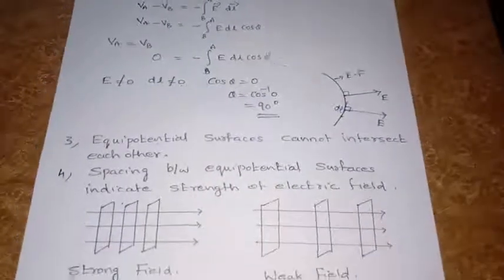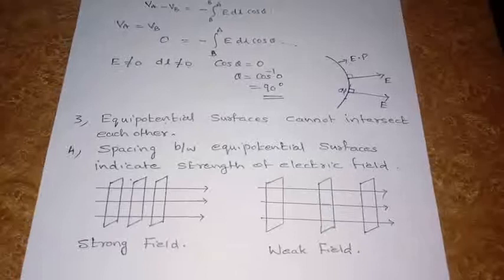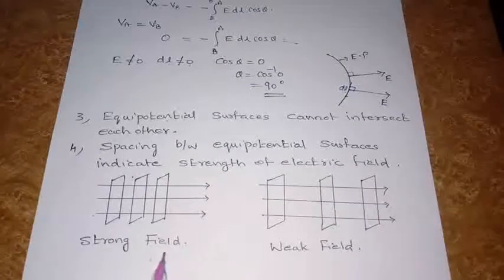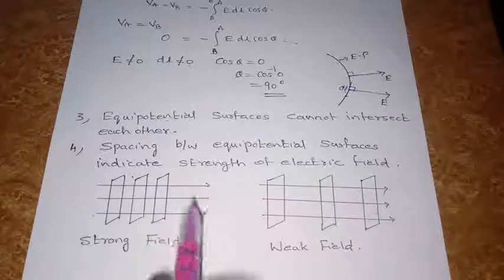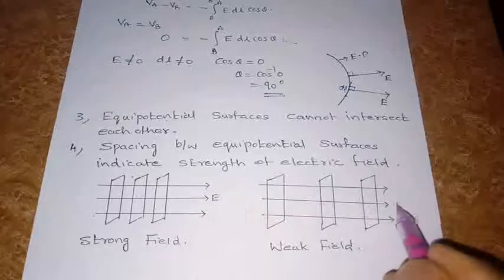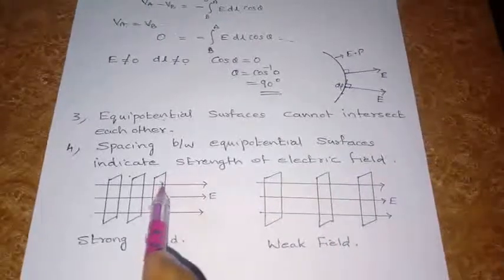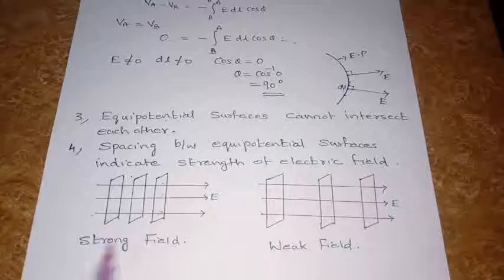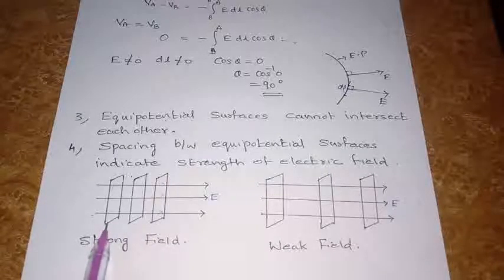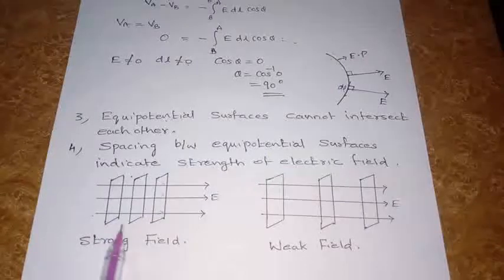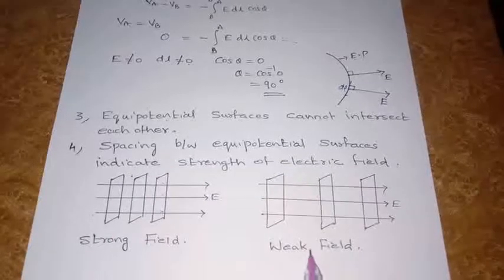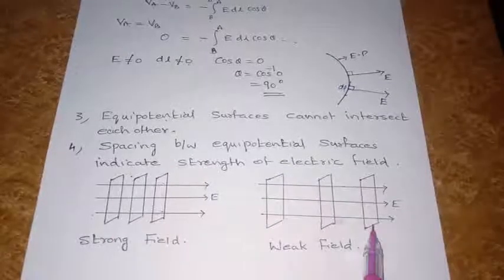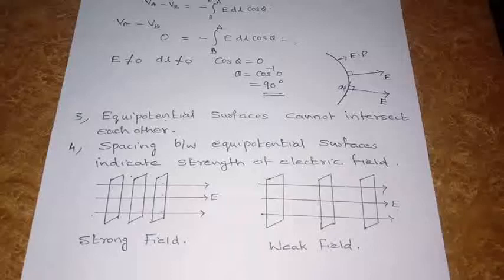Another property is the spacing between equipotential surfaces indicates strength of electric field. So if I am drawing equipotential surfaces, which are always perpendicular to the electric field, this is the electric field direction, and equipotential surfaces are crossing perpendicular to the electric field, and you can see if it is a strong field, the equipotential surfaces are spaced close together, means the spacing will be less. If it is a weak field, you can see they are spaced apart. So the spacing between equipotential surfaces indicates strength of electric field.